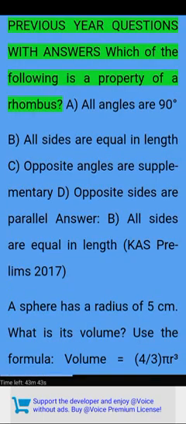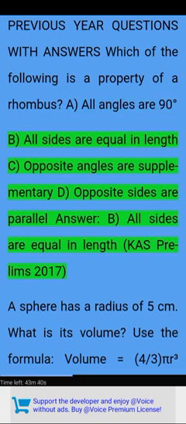Previous year questions with answers. Which of the following is a property of a rhombus? A. All angles are 90 degrees. B. All sides are equal in length. C. Opposite angles are supplementary. D. Opposite sides are parallel. Answer. B. All sides are equal in length.